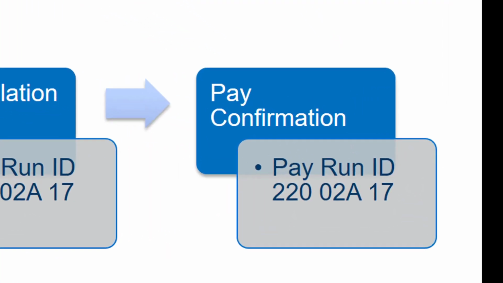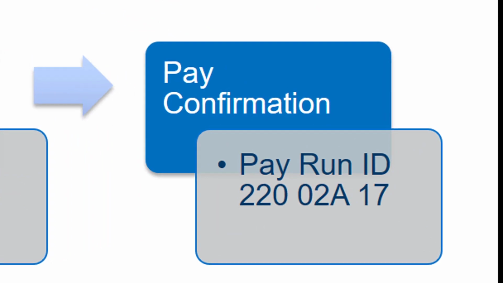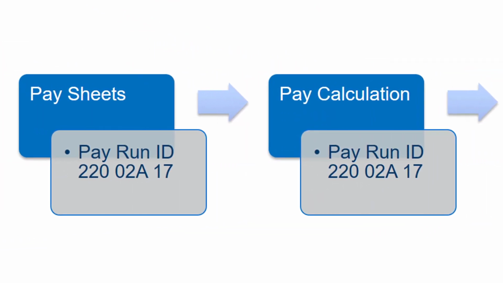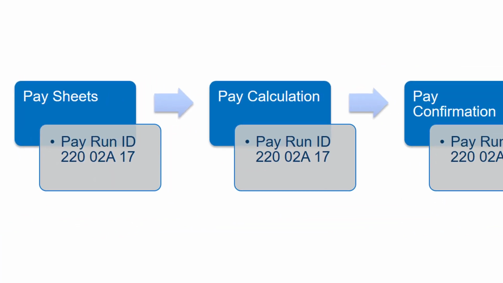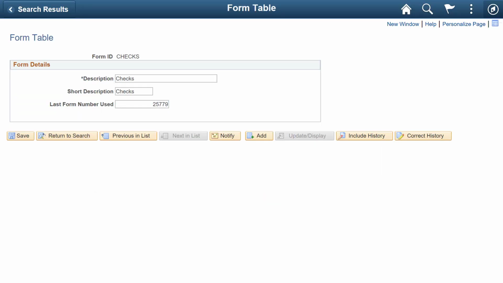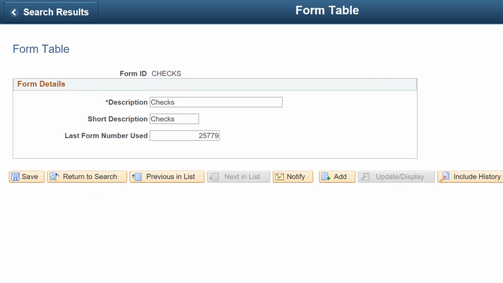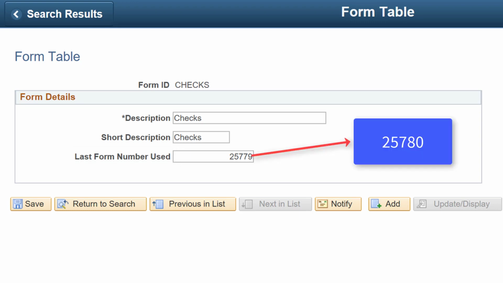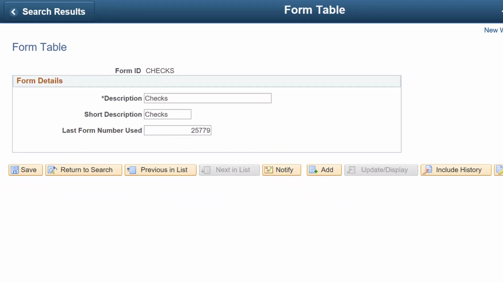Manage the pay confirmation process with a pay run ID, just as you do for the pay calculation and pay sheets process. Use the identical pay run ID in the pay confirmation process that you use during both pay sheets and pay calculation. This page is the form table in PeopleSoft. During pay confirmation, the system checks the last form number used value in the form table, increments that by 1, and assigns that number to the first person in the check sequence order.